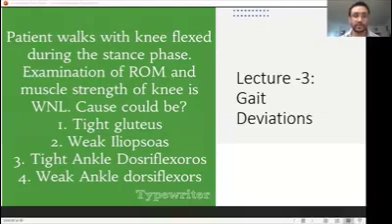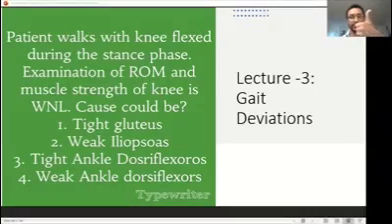We checked the knee range of motion. It is fine. We checked the muscle strength for the knee. It is fine. Despite having normal knee joint, patient seems to bend the knee during the stance phase. What could be the cause? Now we know that the knee is totally fine. There could be two reasons.